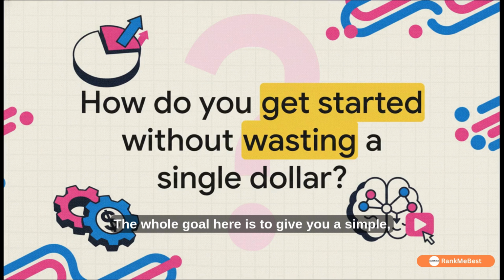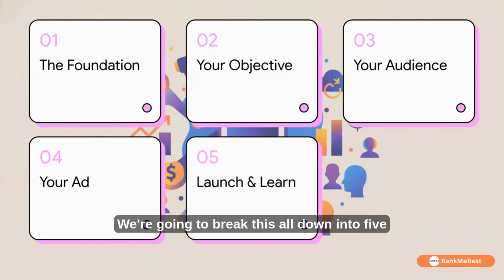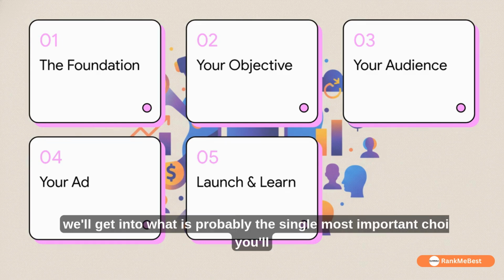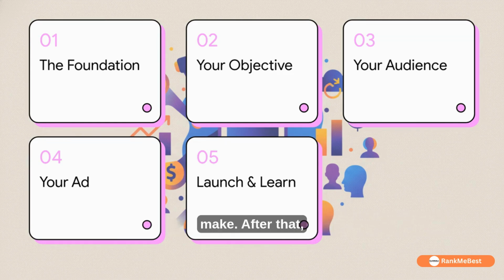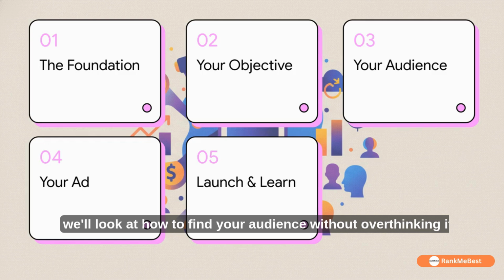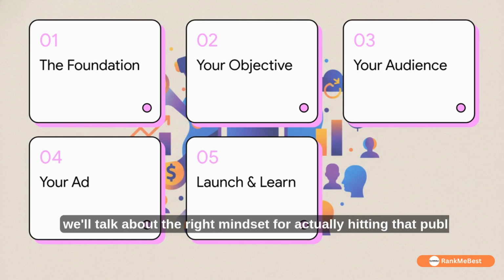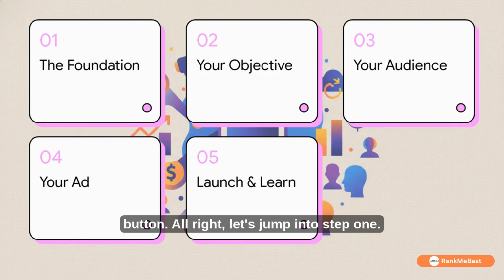The whole goal here is to give you a simple, repeatable framework so you can launch your first campaign, not with anxiety, but with some genuine confidence. We're going to break this all down into 5 easy-to-follow steps. First up, we'll cover the foundation, the basic structure that every single campaign is built on. Then, we'll get into what is probably the single most important choice you'll make. After that, we'll look at how to find your audience without overthinking it, how to write a simple message that works, and finally, we'll talk about the right mindset for actually hitting that publish button. All right, let's jump into step 1.